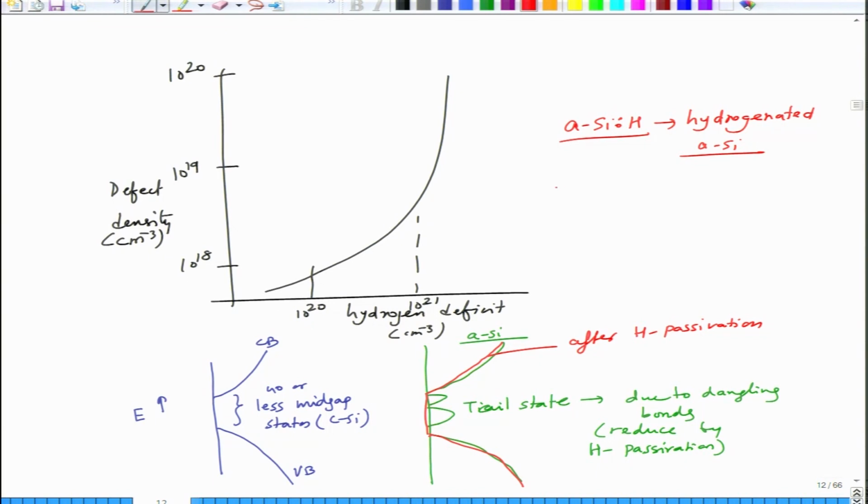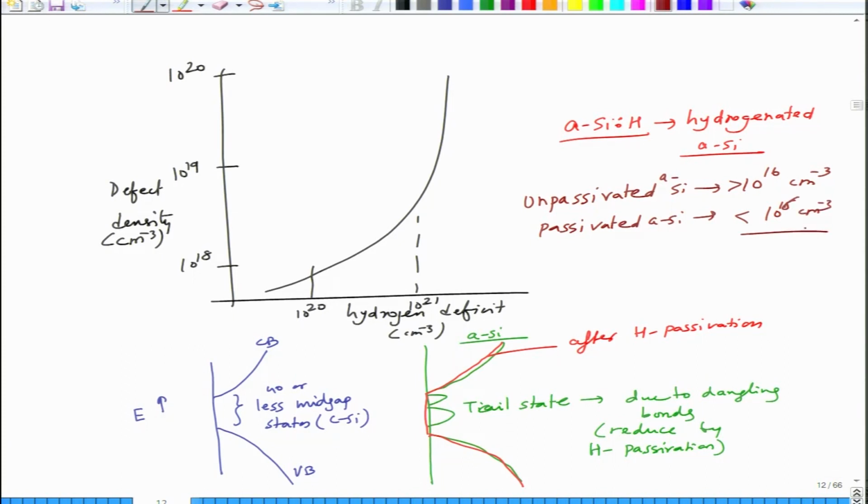Unpassivated or unhydrogenated silicon will have defect densities larger than 10 to the power 16 per centimeter cube, whereas passivated amorphous silicon will have lower than 10 to the power 15 or 16 per cc, much lower.